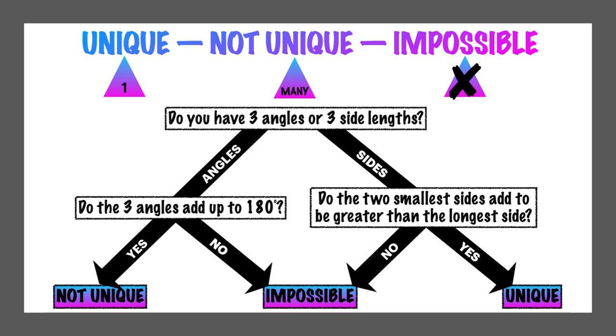All right? But if I gave you 3 side measurements, you'd follow down on sides, and you're back to what we were testing a few minutes ago. Do the two smallest sides add to be greater than the longest? Well, if it's a no, we know that it's impossible. But if it's a yes, it takes us down to the fact that we have now created a unique, one-of-a-kind triangle. I'm going to give you guys a few minutes to copy this down onto something.